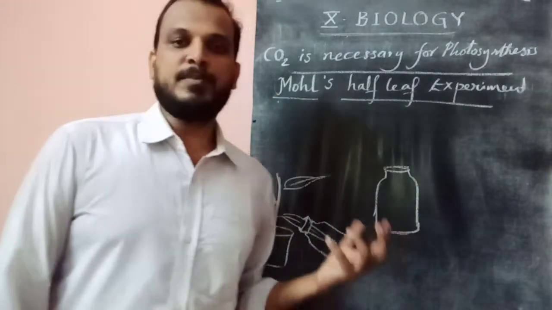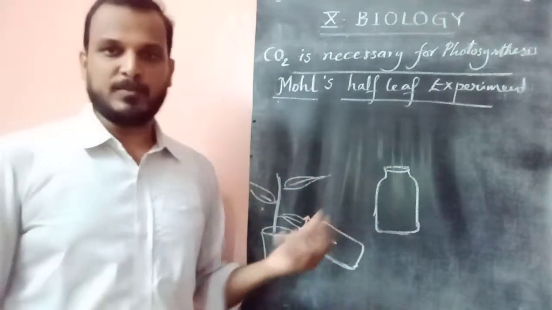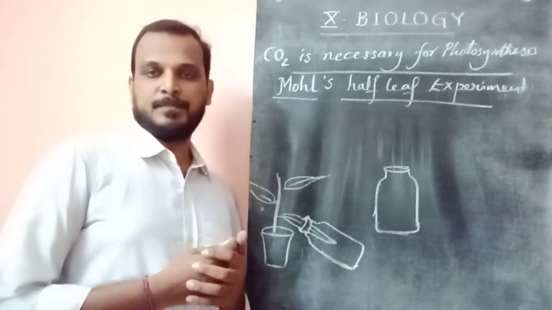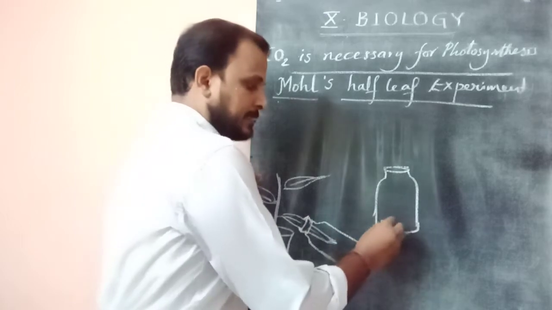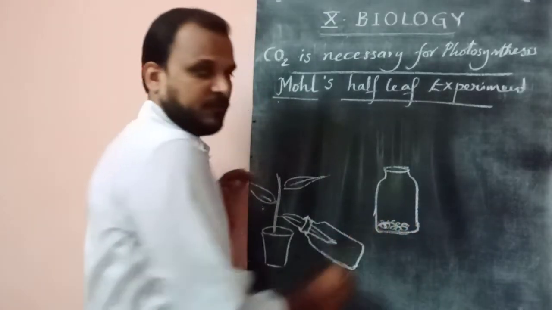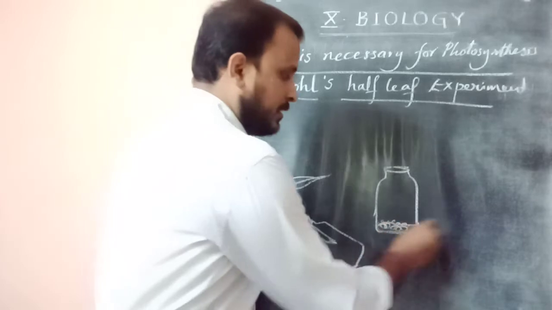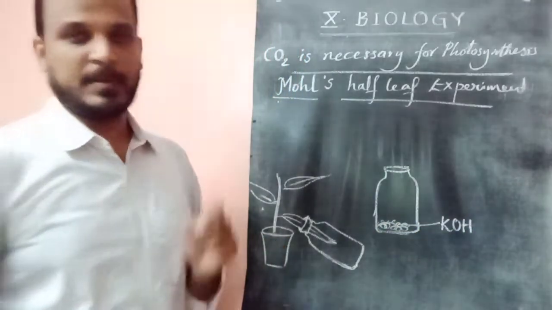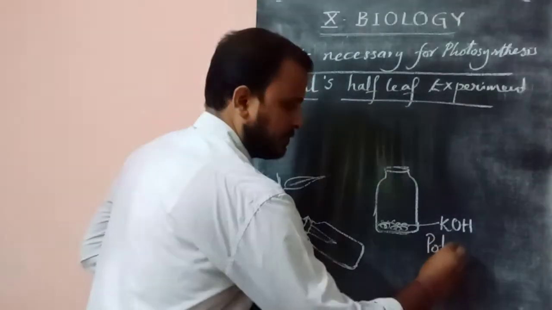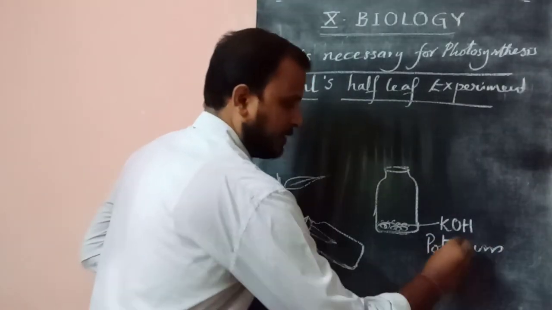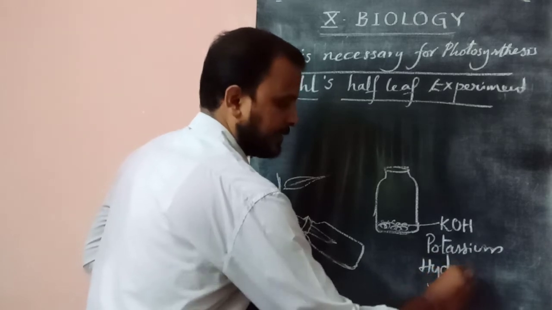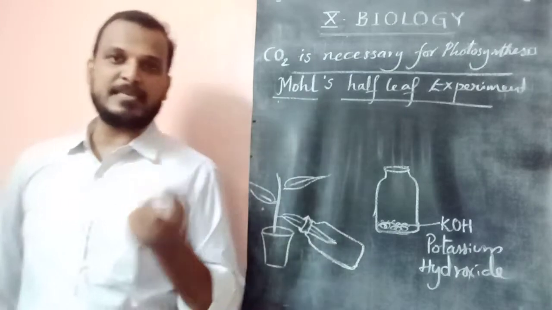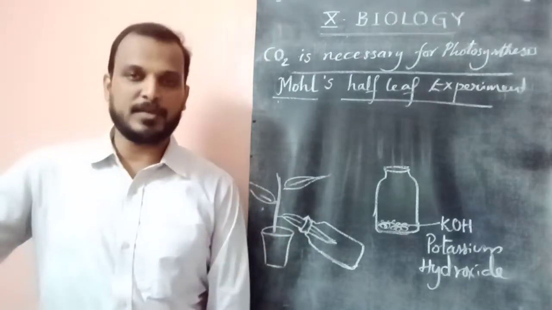So what is the arrangement made in detail is, take a glass bottle, a transparent bottle, and take some pellets or crystals of a chemical called KOH, potassium hydroxide. Potassium hydroxide is the chemical taken in this experiment, either as a solution or in pellet or crystal form.